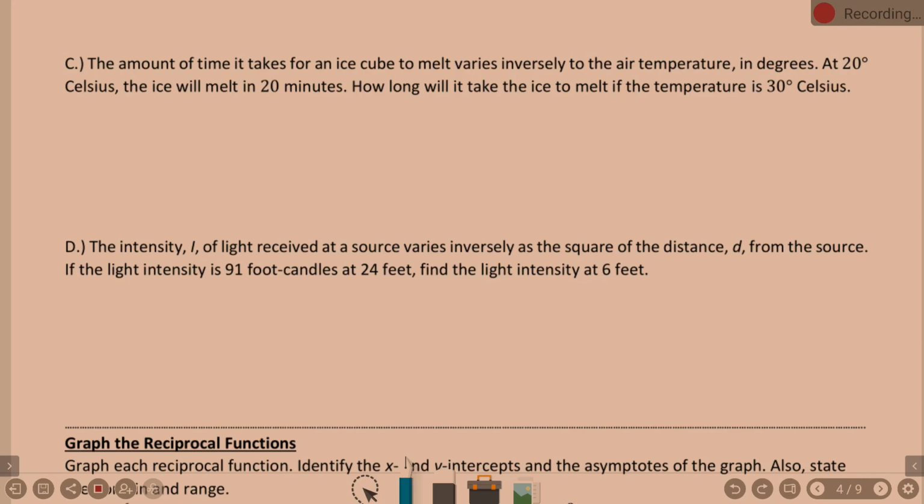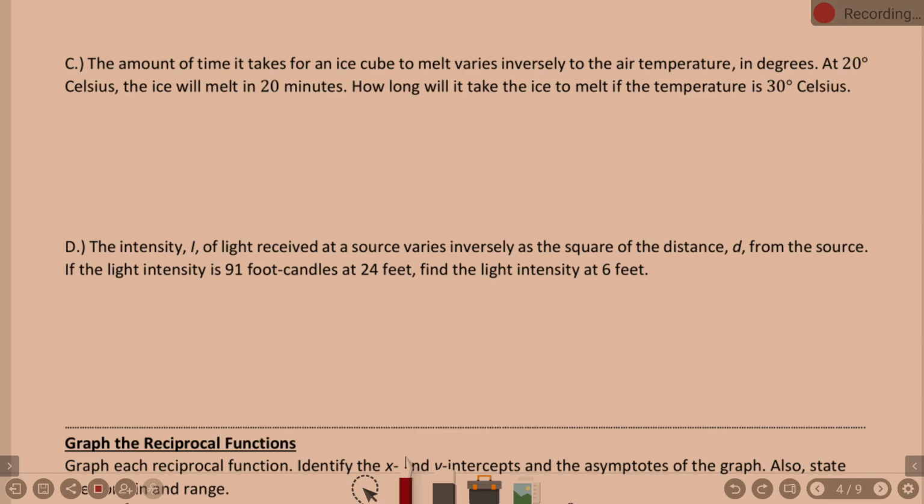I feel like I'm in Chem 2 with this first question. These are like those real world equations where he goes to the grocery store and buys like 3 pounds of granola. The amount of time it takes for an ice cube to melt varies inversely to the air temperature in degrees. At 20 degrees Celsius, the ice will melt in 20 minutes. How long will it take the ice to melt if the temperature is 30 degrees?